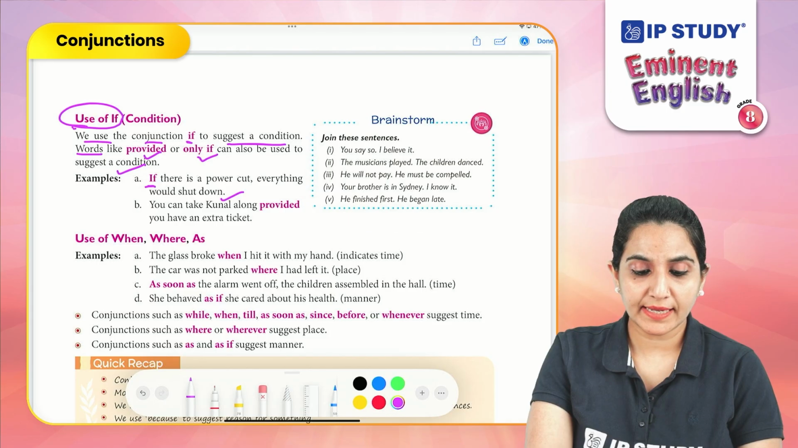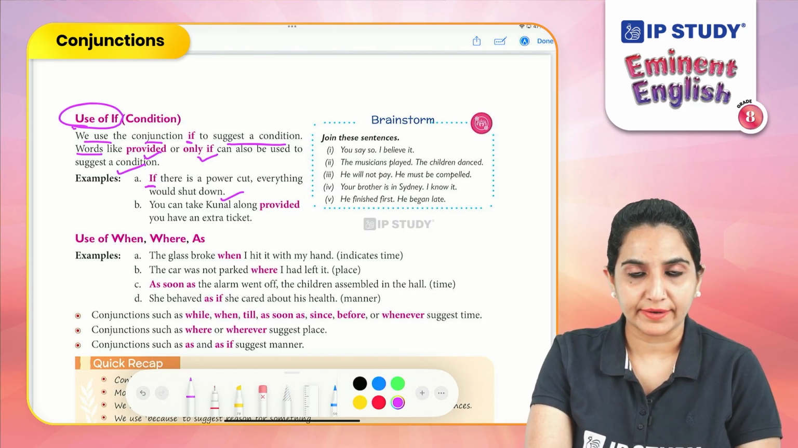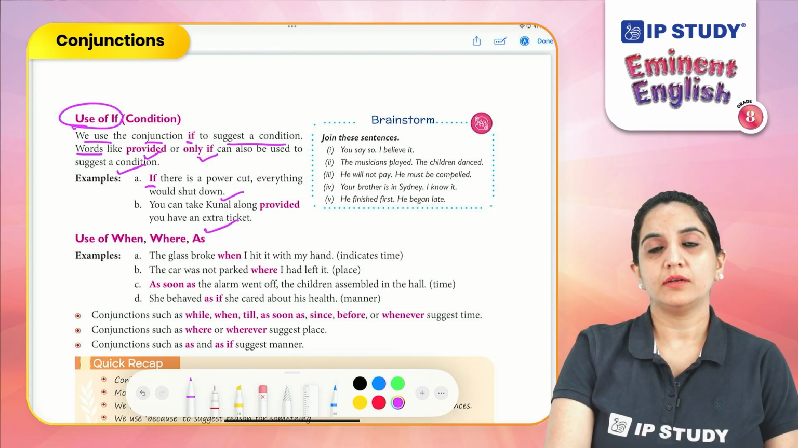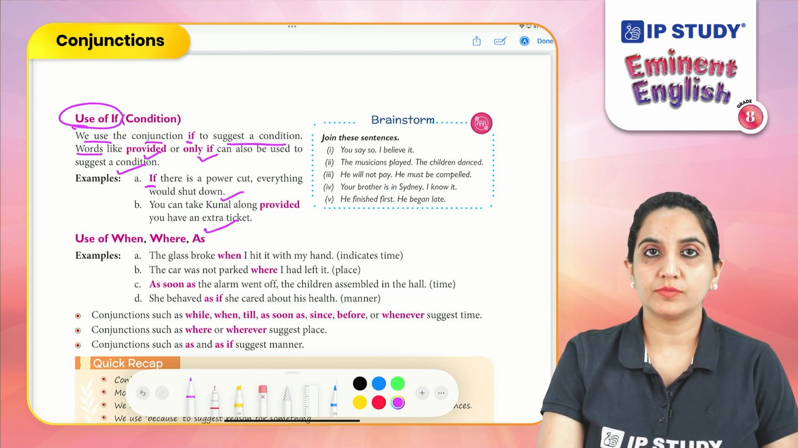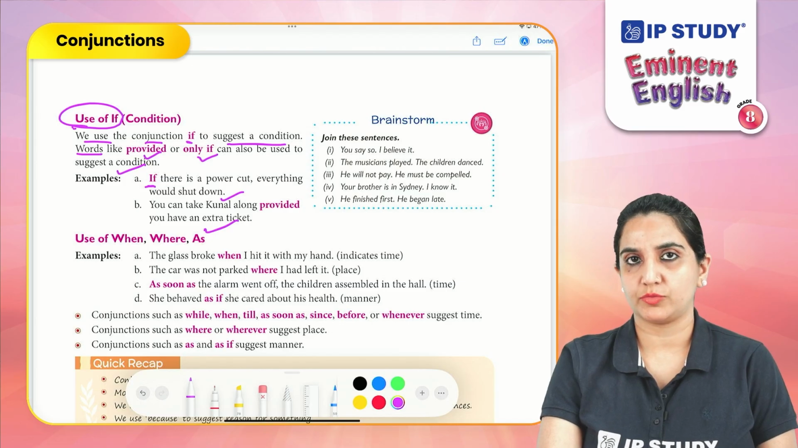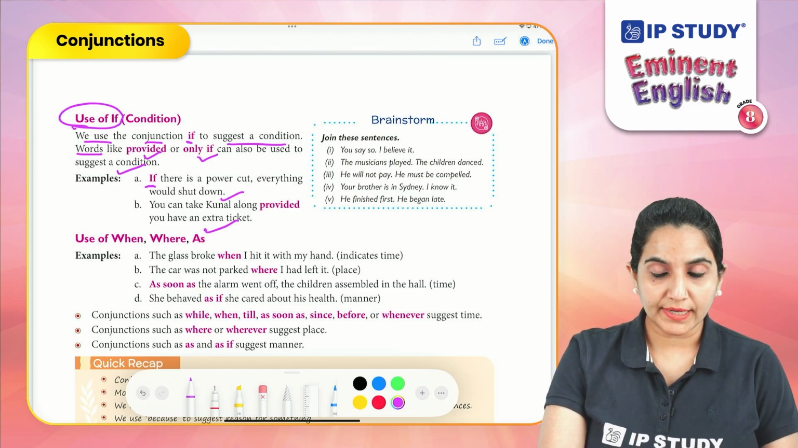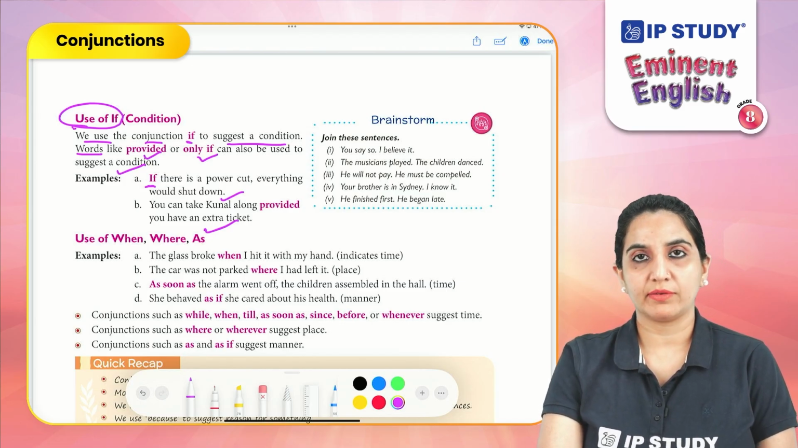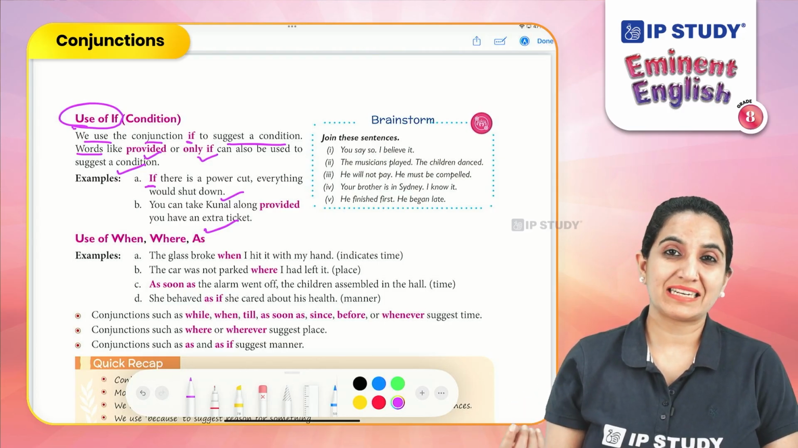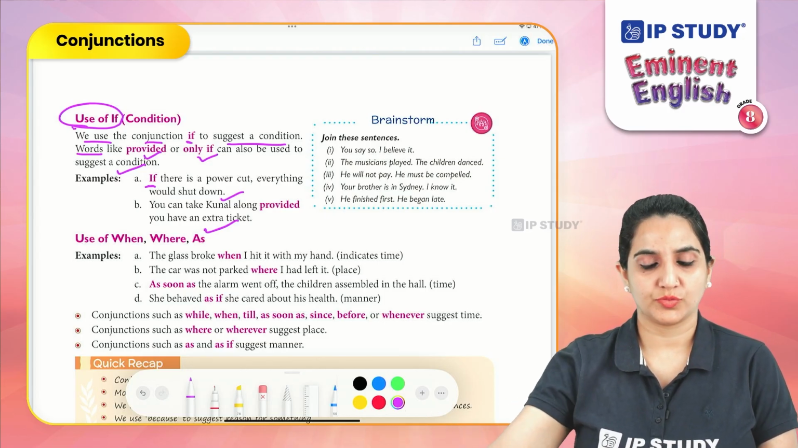You can take Kunal along provided you have an extra ticket. So this is again a condition. If there is a power cut, everything would shut down. You can take Kunal along provided you have an extra ticket. This is also based on assumption: the facts or statements are based on assumptions.